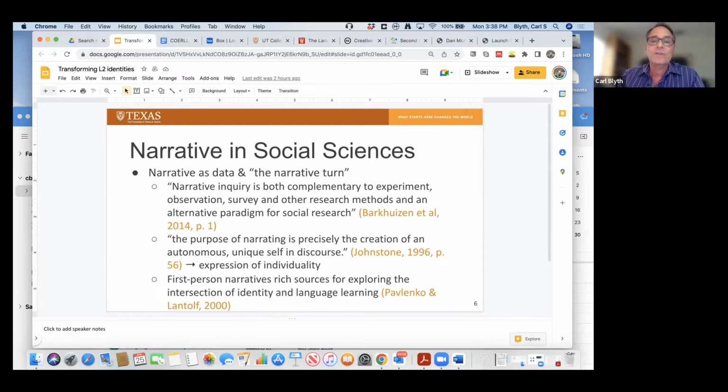And she wrote a terrific book in 1996 on the linguistic individual. And she says that the purpose of narrating is precisely the creation of an autonomous, unique self in discourse. And finally, we want to underline lots of applied linguists who have used narrative as data in their studies of the development of identity through language learning, such as the work of Pavlenko and Lantolf.